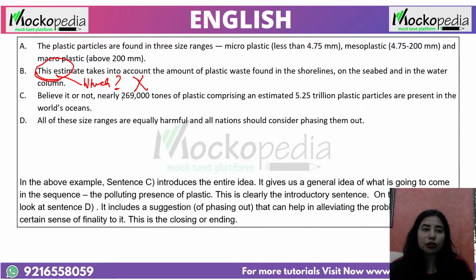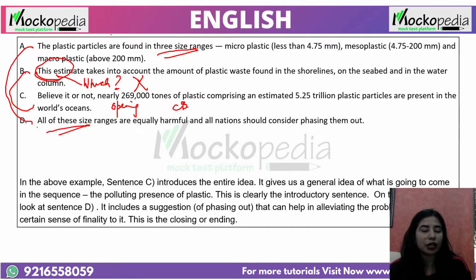Come to C: believe it or not, nearly 269,000 tons of plastic, comprising an estimated 5.25 trillion plastic particles, are found in the world's oceans. You can see that this is a good broad statement, so this can be an opening statement, and you will be able to relate B and C: after C you can have B, right? D: all of these size ranges are equally harmful, and all nations should consider phasing them out. Size ranges were talked about in A, and then "all of these size ranges" is talking about size ranges. So after A, D will come, and after C, B will come. Now C is a broader statement, so we can have an arrangement like C, B, A, D.